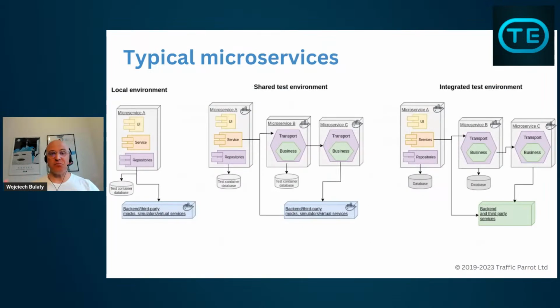Whereas a typical microservice architecture might look like this. On your local environment or in CI/CD, you might have just one microservice that's connecting to a test container database and mock simulators or virtual services. You might have a shared test environment running on Docker, let's say in Kubernetes, and those microservices might be running on different tech stacks with different architectures, and might be connected to mock simulators, virtual services, and test container databases. And you also might have another environment where the real database or real third-party or backend services are used.